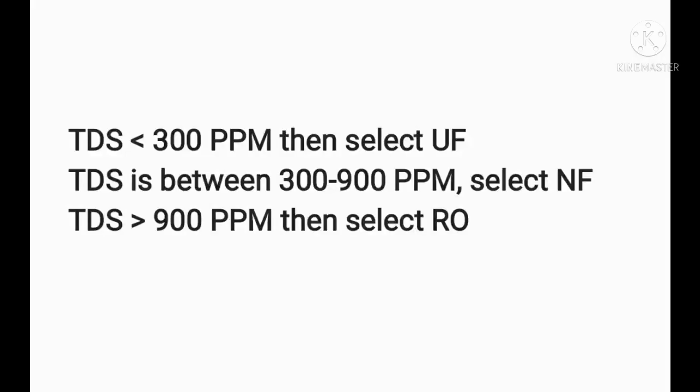It is generally recommended that if the TDS of your water is below 300 ppm, then you can select UF. If the TDS of your water is more than 300 and less than 900 ppm, then you can select NF. And if your TDS is more than 900 ppm, then in that case you can select RO membrane filter. But guys, what are we doing? We are just blindly purchasing any water purifier, mostly RO.